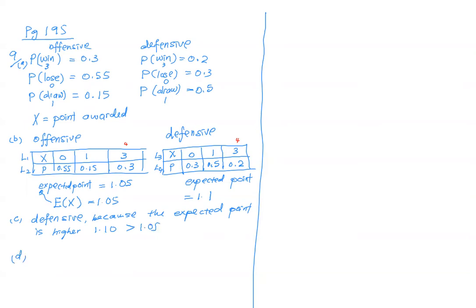Okay, can you tell me for offensive, what is the expected value? 1.35. That is very fast. Okay, 1.35. For defensive, 1.3. So you see, different situation, different awarding system, you will get different results. So for this case, that means offensive is better.